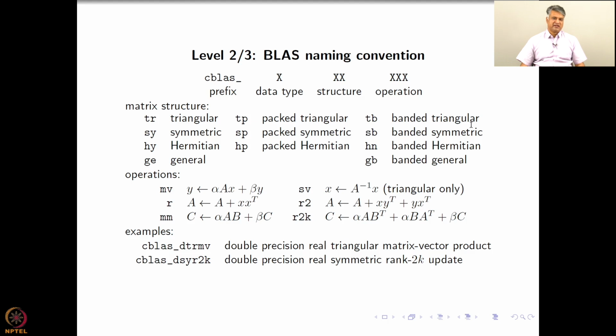It does operations like SV, R, R2, which are basically rank 1, rank 2 updates. Matrix multiplies like alpha AB plus beta C, and rank 2k updates. So essentially, if you have a function which is cblast DTRMV, it will say it's a double precision real triangular matrix vector product. cblast DSYR2k is double precision real symmetric rank 2k update. So this is the sort of naming convention these functions use, and then you'll have to provide the appropriate arguments for each of these operations.